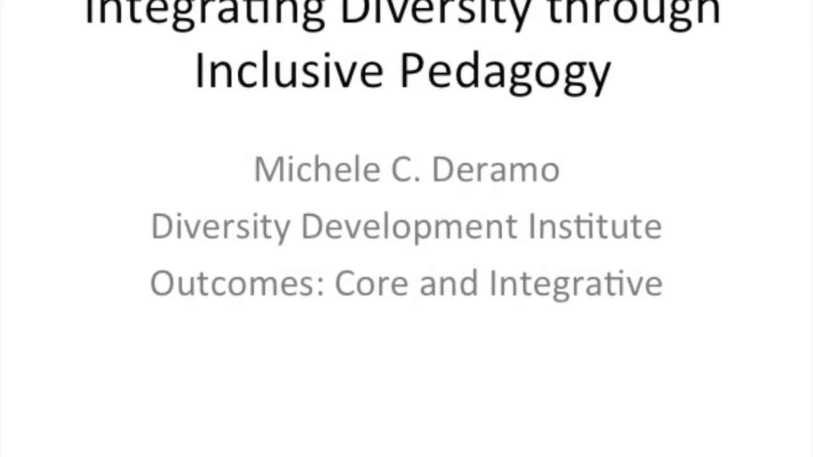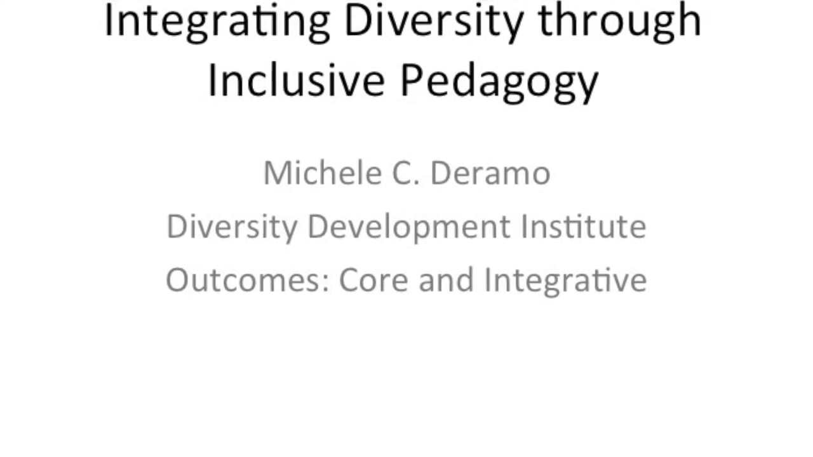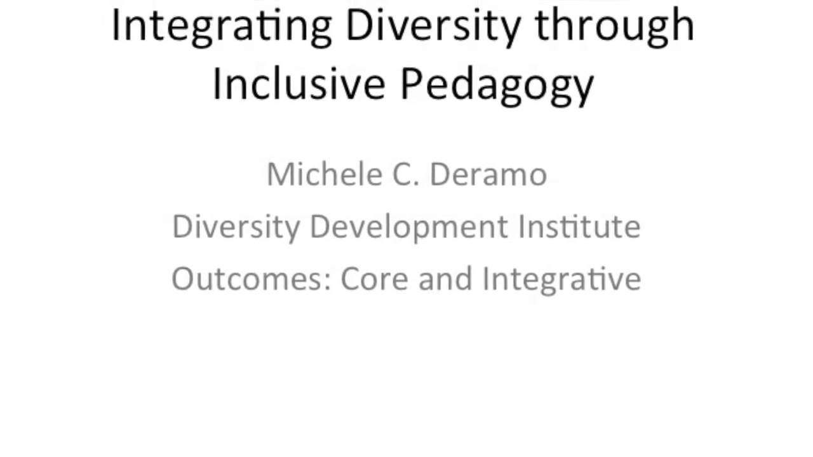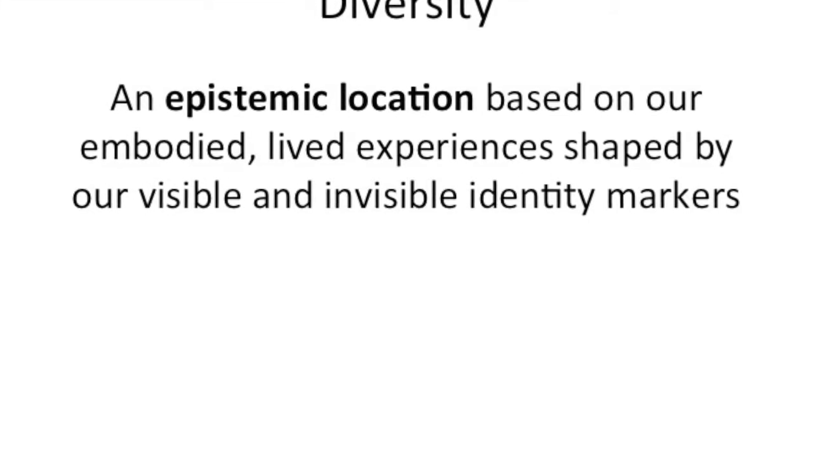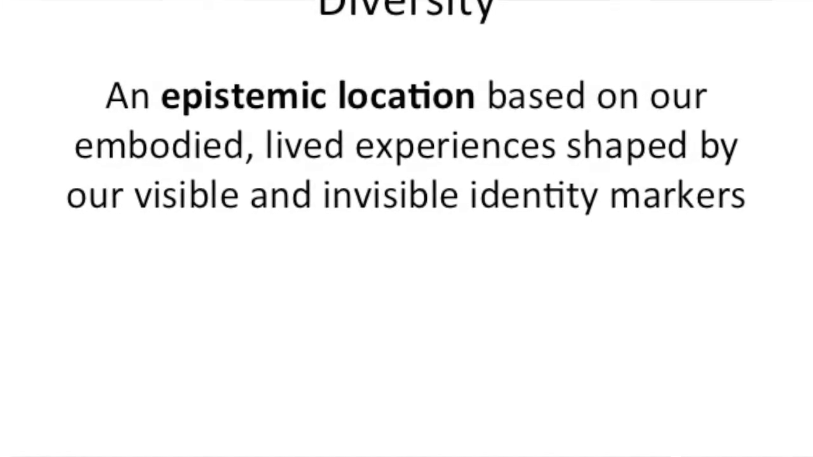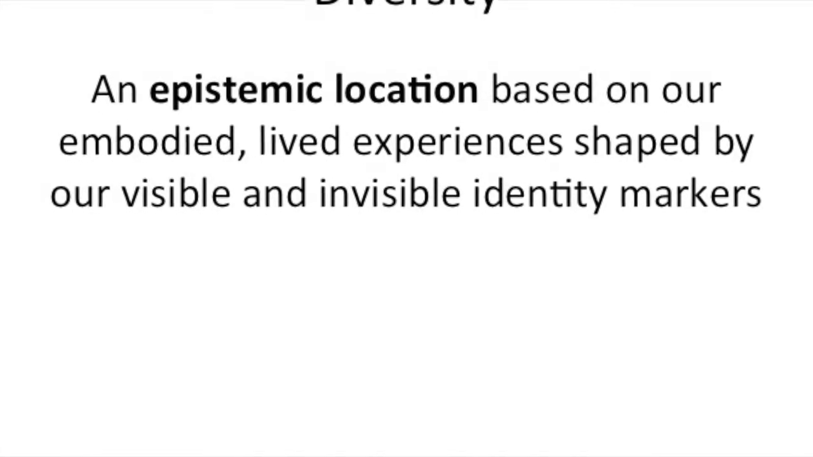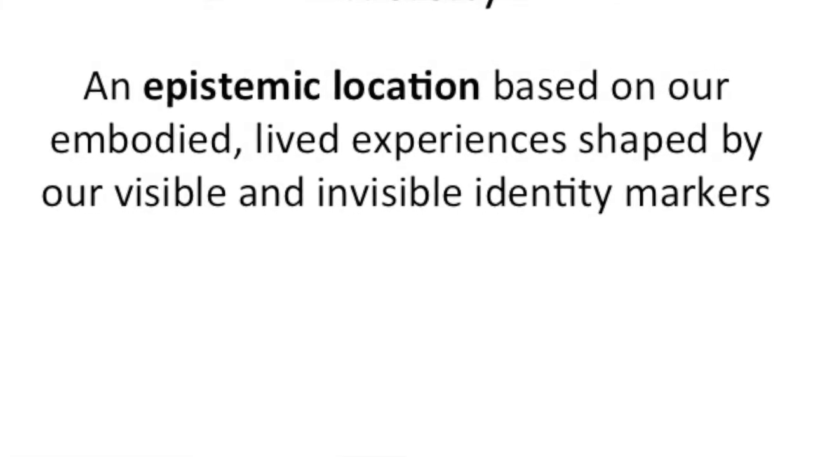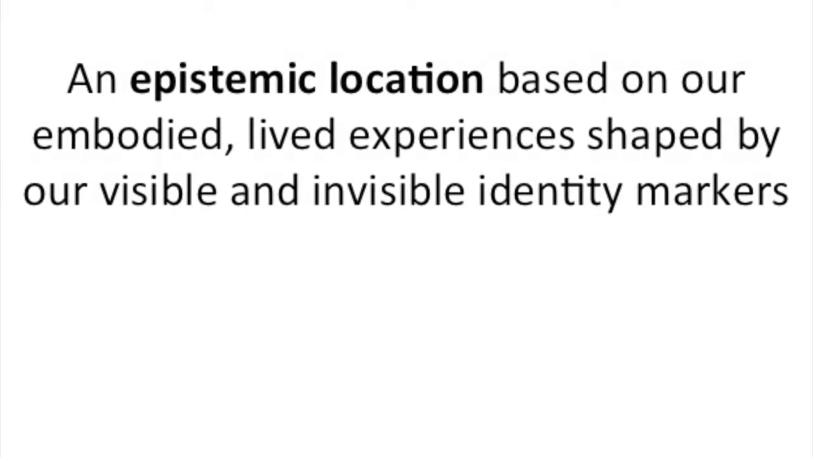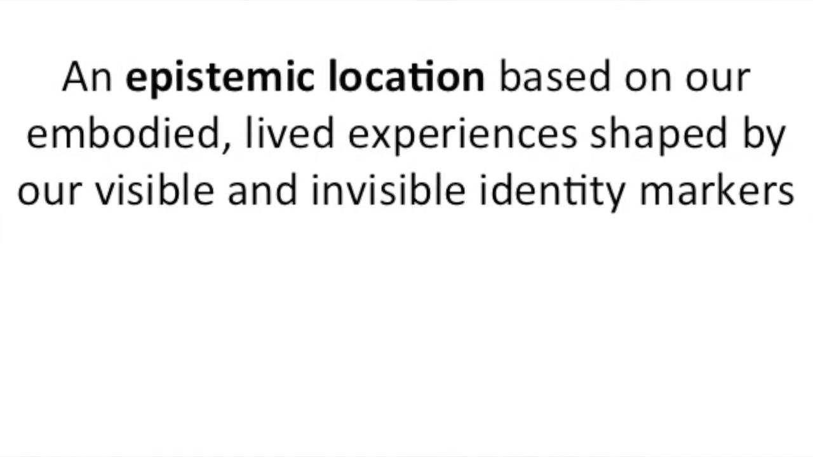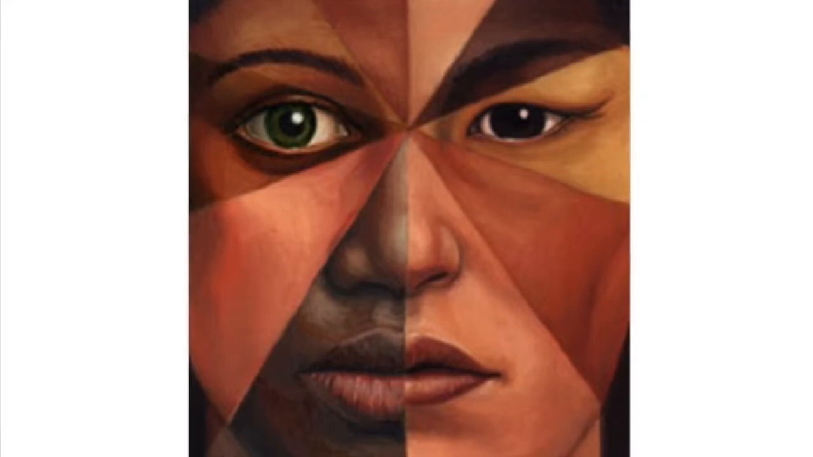I want to begin by, first of all, giving you a definition of diversity that I created: it is an epistemic location that's based on our embodied lived experiences that are shaped by our visible and invisible identity markers. How do we know the world? How do we experience through the bodies in which we are born? So let's begin by asking yourself, when students come into a classroom and look at you, who do they see?